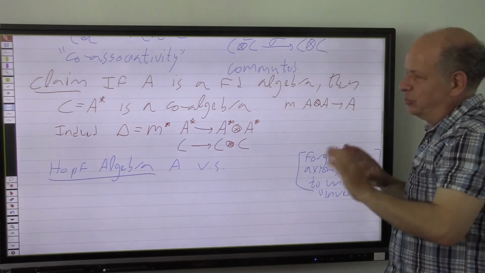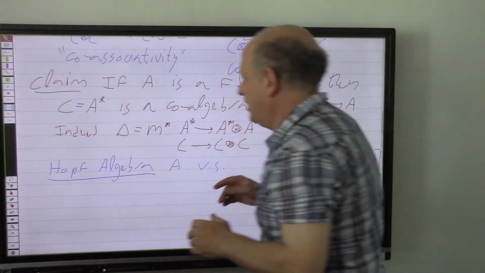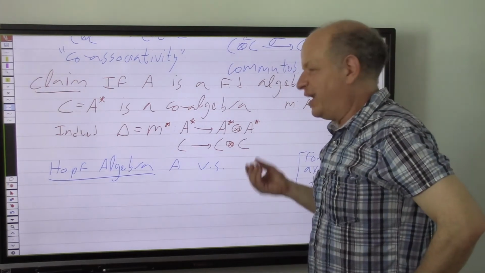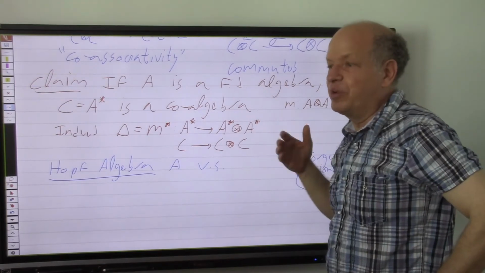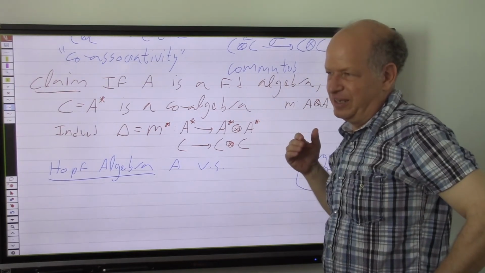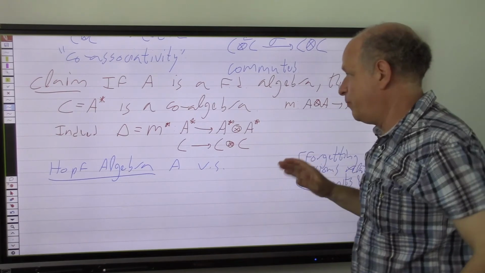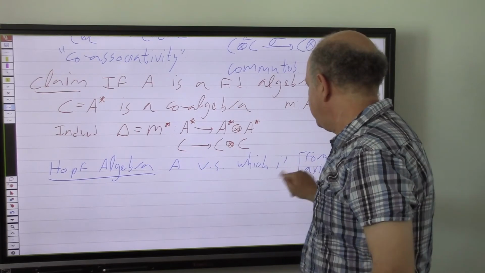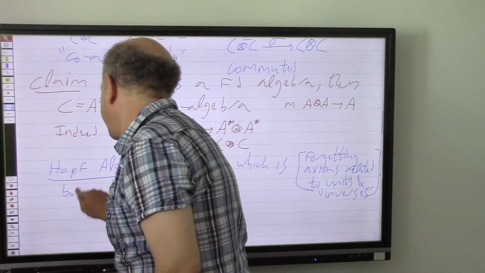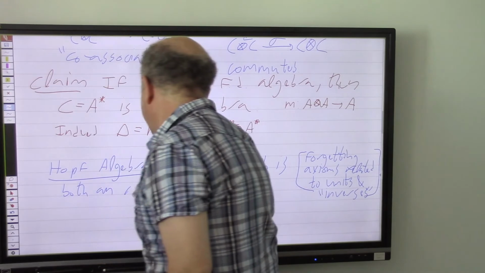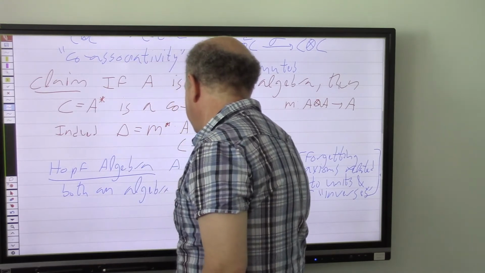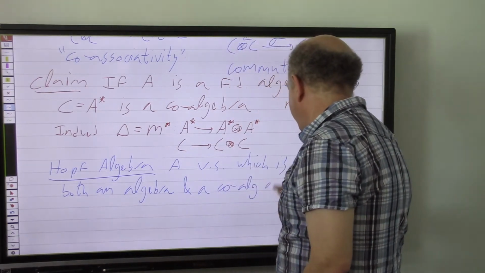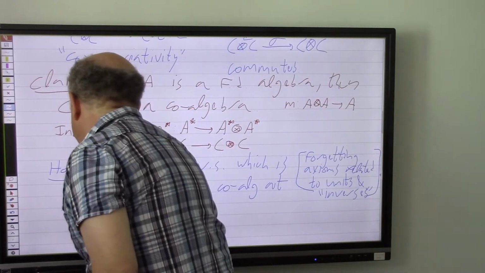So in fact, what I'm defining is probably more like a bialgebra, and even a bialgebra without units. Okay, but so what's a Hopf algebra? It's a vector space which is both an algebra and a coalgebra at the same time.